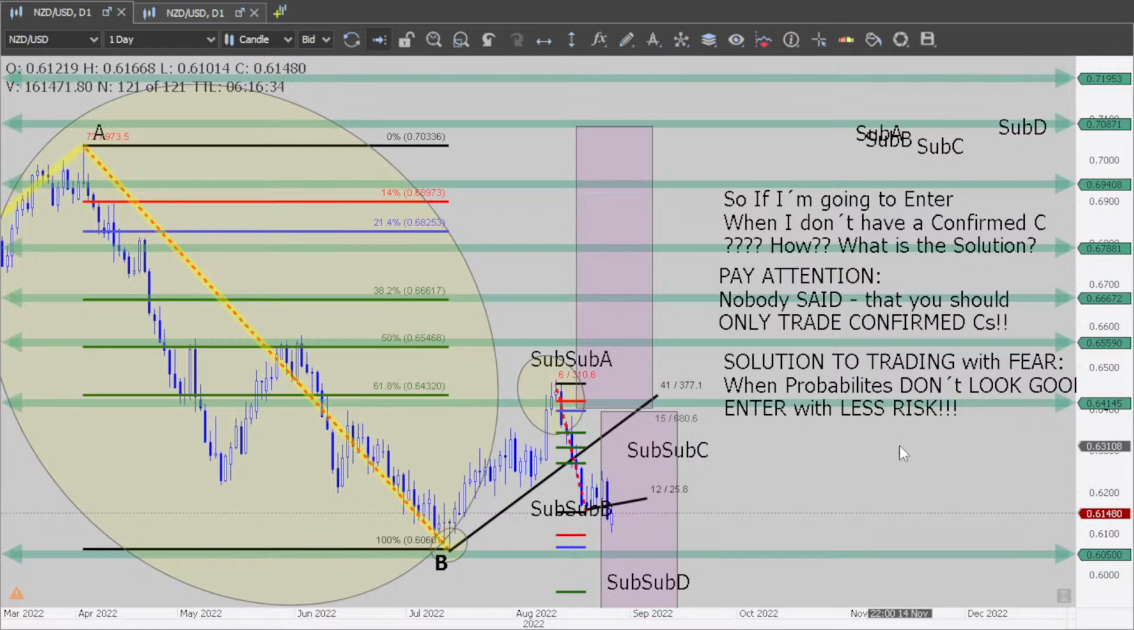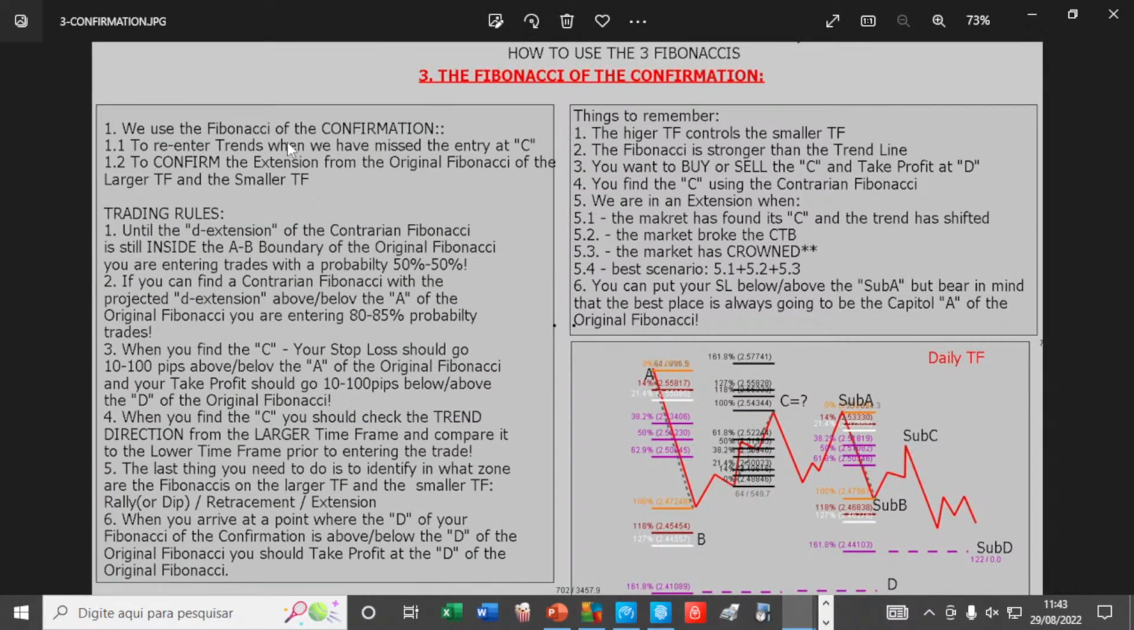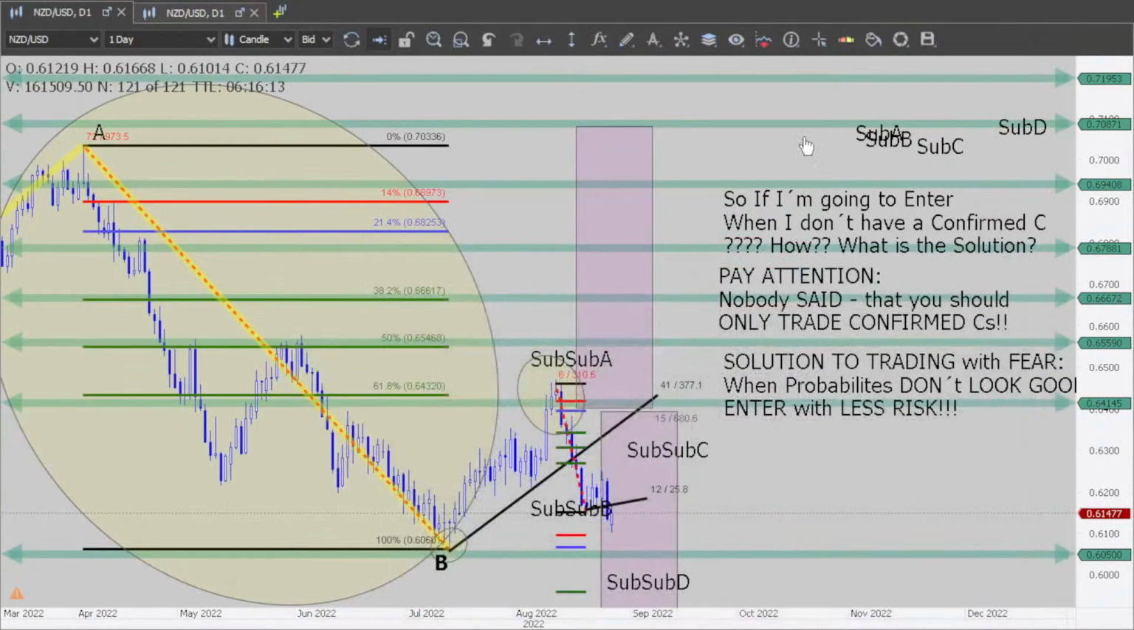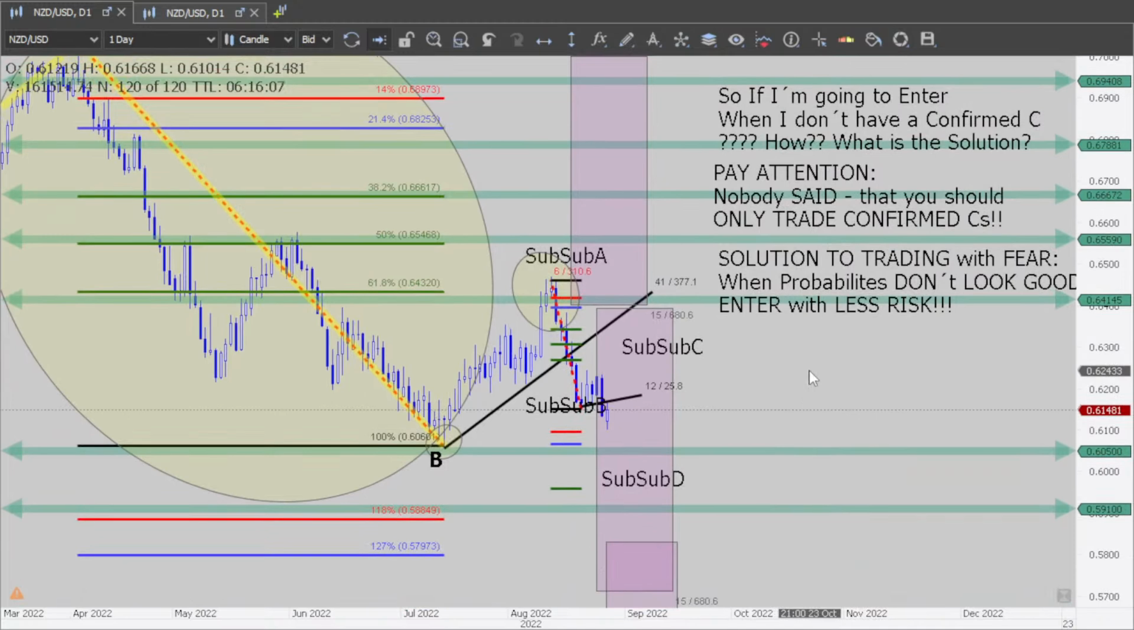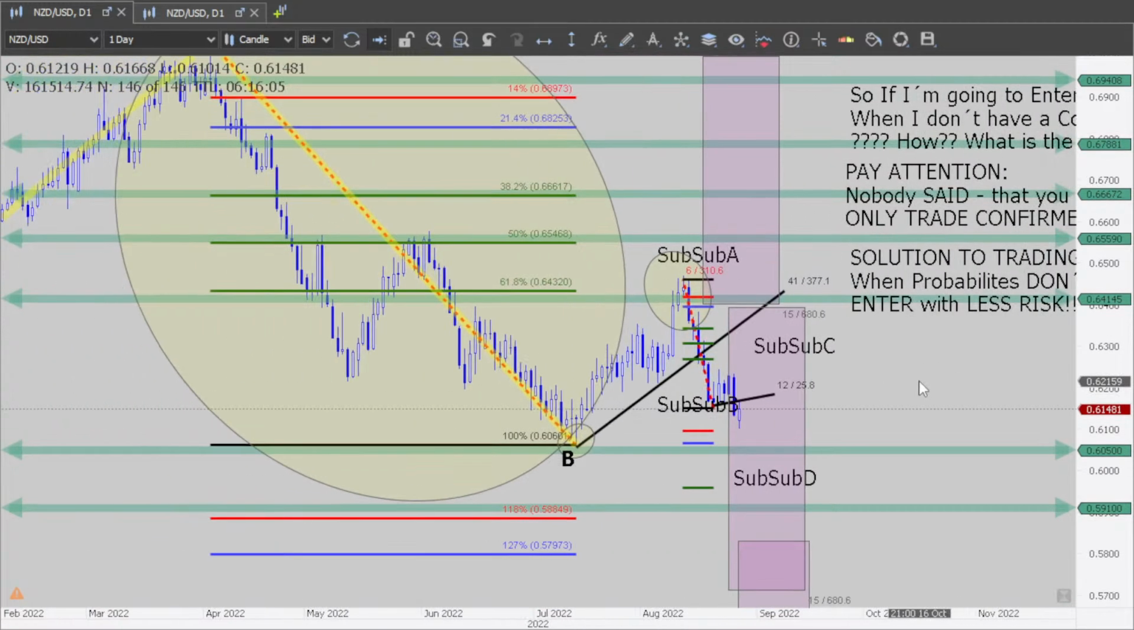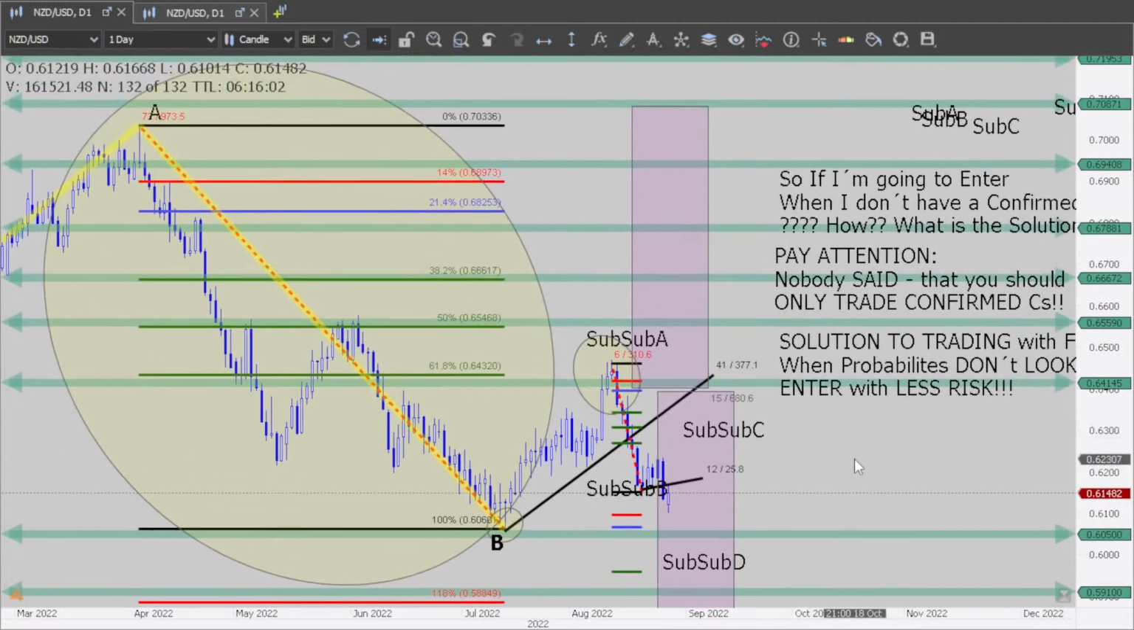Please, sir, if I did not wait for confirmed C, how do I know that the retracement is over? Great question. You are learning this right now. We use the Fibonacci of the confirmation to confirm the extension of the original Fibonacci. Shola, answer with the Fibonacci of the confirmation. Make sense, everybody? This entry was premature, but not from the Fibonacci standpoint.